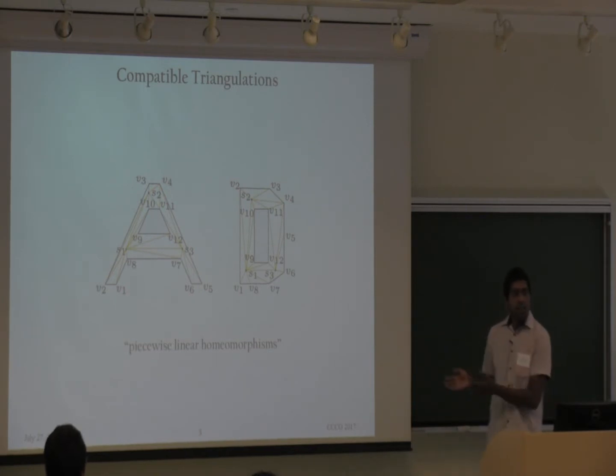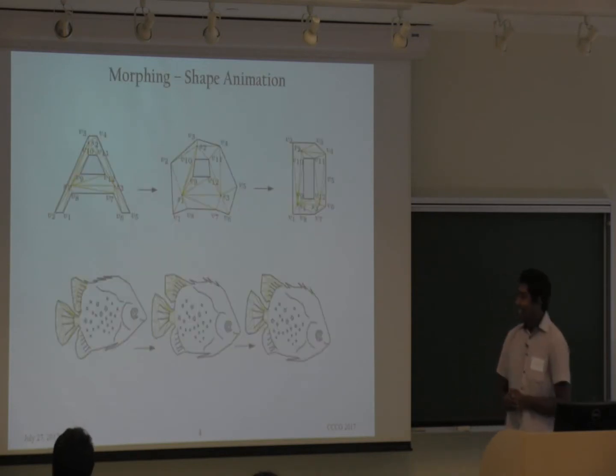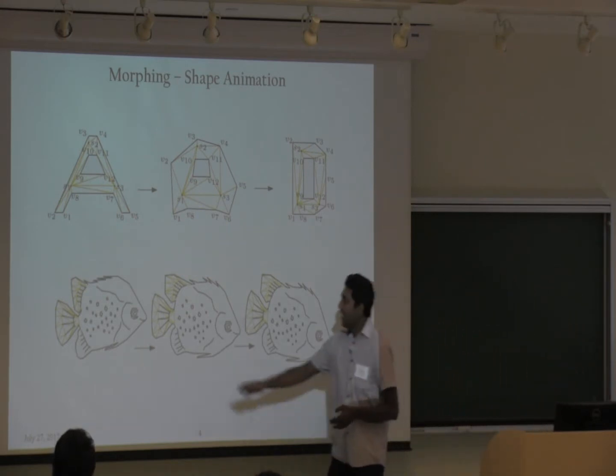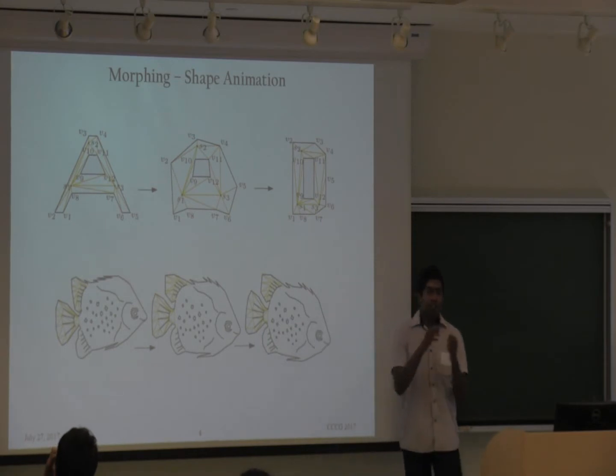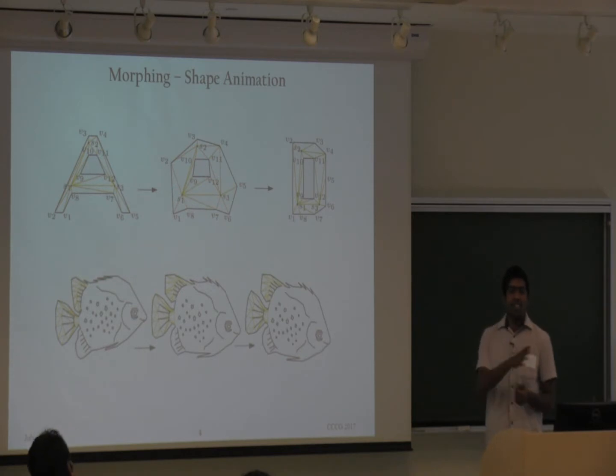This problem is known under the name of joint triangulations or piecewise linear homeomorphisms of polygons, and there might be many other names. It has been studied for a long time in the history of computational geometry and morphing. I want to show you in one slide the motivation. In the case of morphing or shape animation, you have a source and you want to reach a target. If you want to transform from one to the other, you can find these isomorphic triangulations and find a linear morph between the source and the destination.